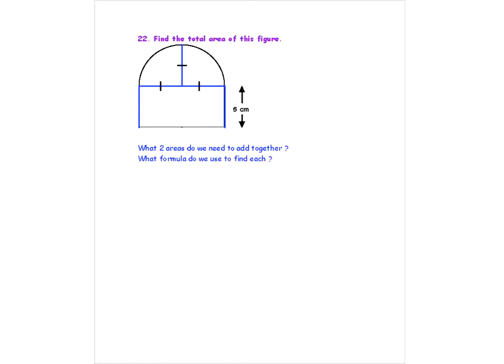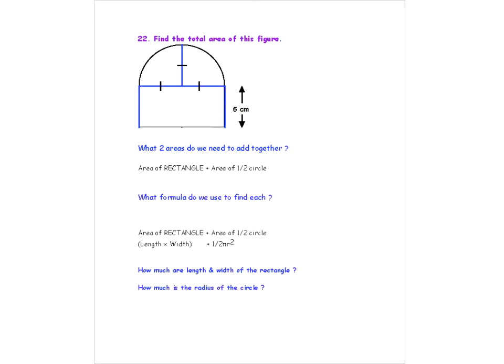Now I should let you know, this should have been labeled here. Each one of the sides labeled with one of those marks is equal. And we can see in the diagram that one of them is 5 centimeters. So that means that any one of them that has that hash mark on it is 5 centimeters long. So, again, we should have them labeled here. So what two areas are we going to add together to find the total area? We're going to add the area of the rectangle plus the area of a half circle.